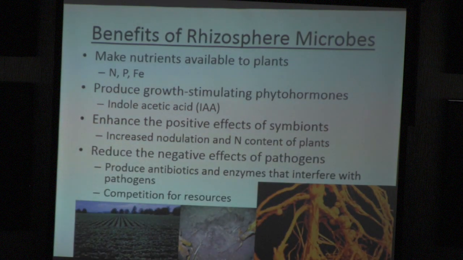So the benefits of these rhizosphere microbes are that they make nitrogen and phosphorus, even trace minerals like your iron and your zinc, and growth-stimulating phytohormones as well. Getting a little heavy here with my science terms, but they also increase the nodulation and the nitrogen content of your plants. While they're building and creating this plant, they're also reducing the negative effects of pathogens. So they're playing defense as well, so the plant can keep doing its job.